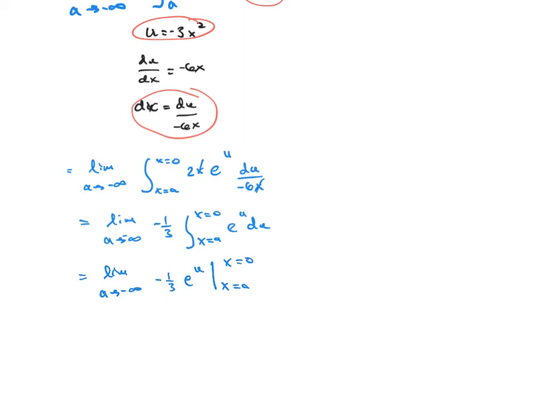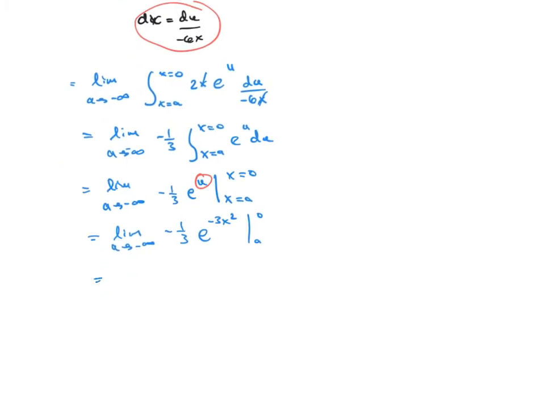I need to back substitute for u. U was negative 3x squared. So this is the limit as a approaches negative infinity of negative 1/3 times e to the negative 3x squared, evaluated from a to 0. Whew.